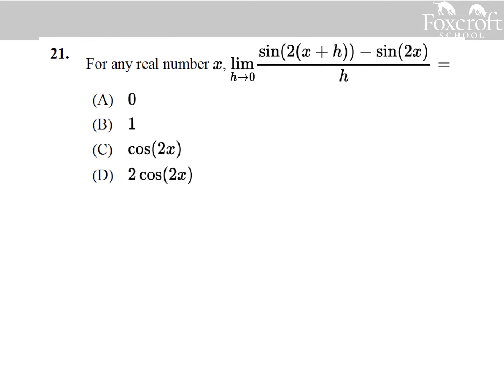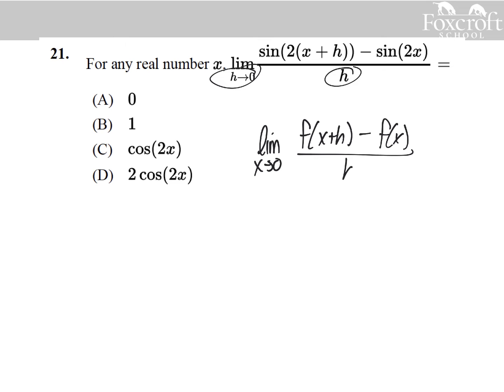For any real number, what is this limit equal to? Well, if you see an h going to 0 and an h, this reminds me, because I've been doing this for a while, but maybe it'll remind you too, of this formula, which is the formula for the derivative. And you can see that f of x is what goes second. So it's saying f of x is sine of 2x.